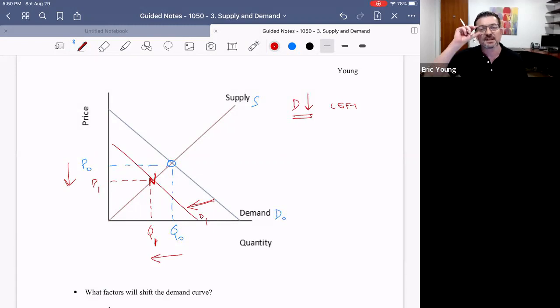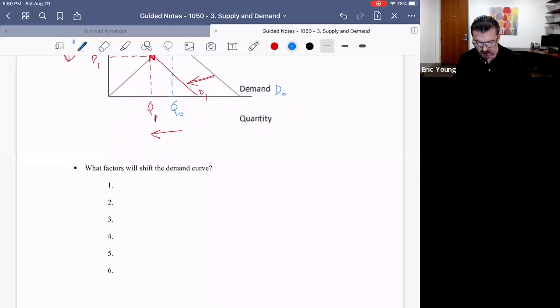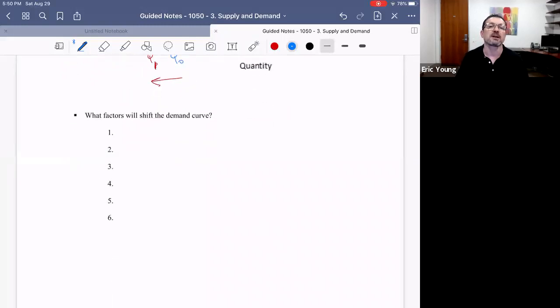So again, this is a change in demand. It will lead to a shift to a new demand curve, which will lead to a new equilibrium, which will give the market a new equilibrium output and a new equilibrium price, okay? So this, my friends, is a demand curve shift. To repeat, demand curve shifts are caused by non-price factors.